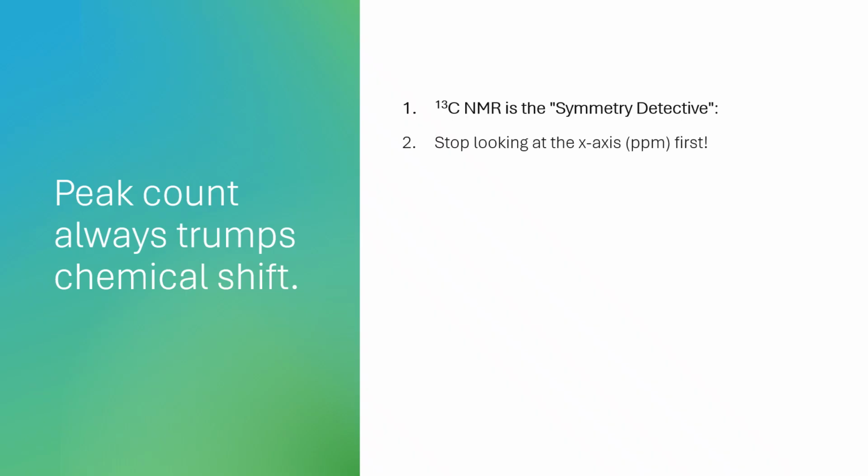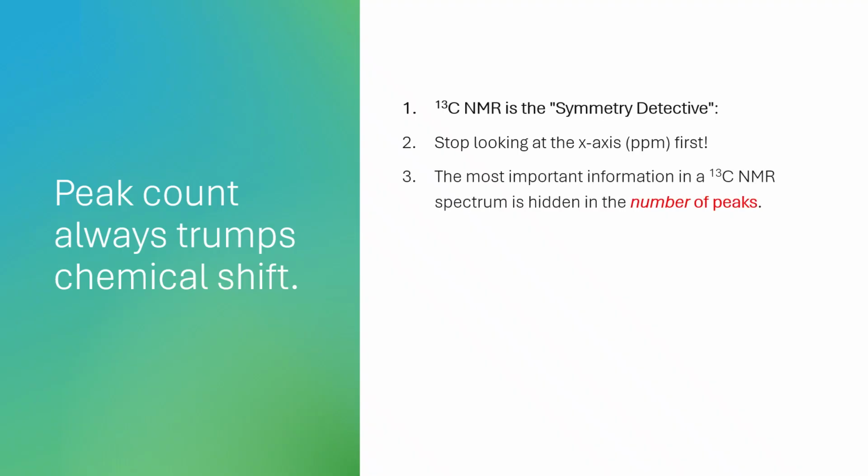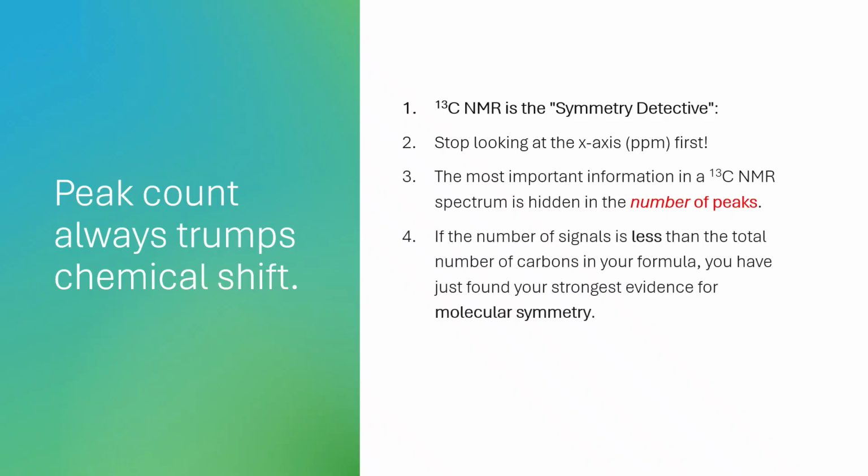Peak count always trumps chemical shift. 13C NMR is the symmetry detective. Stop looking at the x-axis, ppm, first. The most important information in a 13C NMR spectrum is hidden in the number of peaks. If the number of signals is less than the total number of carbons in your formula, you have just found your strongest evidence for molecular symmetry.